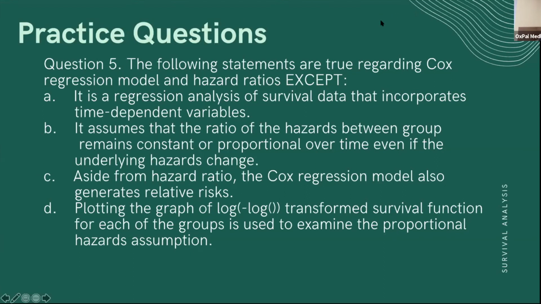So they are very different. Hazards, although since they are ratios you interpret them similarly, but hazard ratio and relative risk or risk ratio have very different properties and they're used in different ways. So Cox regression does not generate relative risk. It generates hazard ratio and confidence interval and p-value.